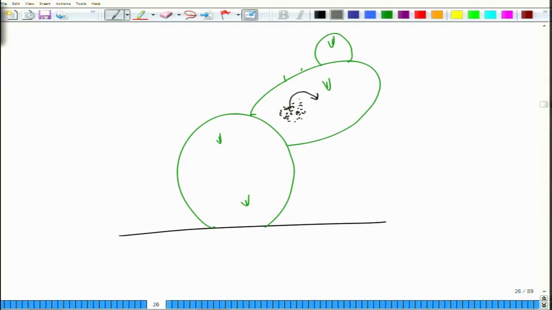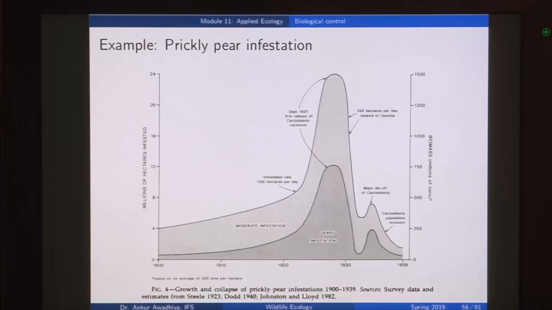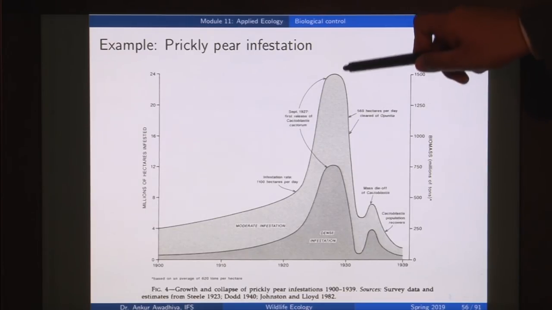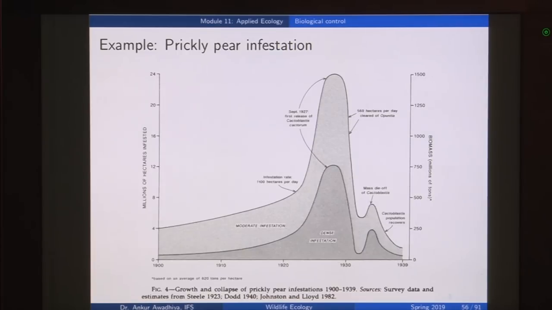Also, when these larvae get to the inside, when they have made these holes in the plant, a number of other pathogens can also enter through these holes. So, we have a number of bacteria and some fungi that also infect these plants once these holes have been made. And because this is a concerted effort happening on one particular plant at one time, we see a large drop in the population of the prickly pear.